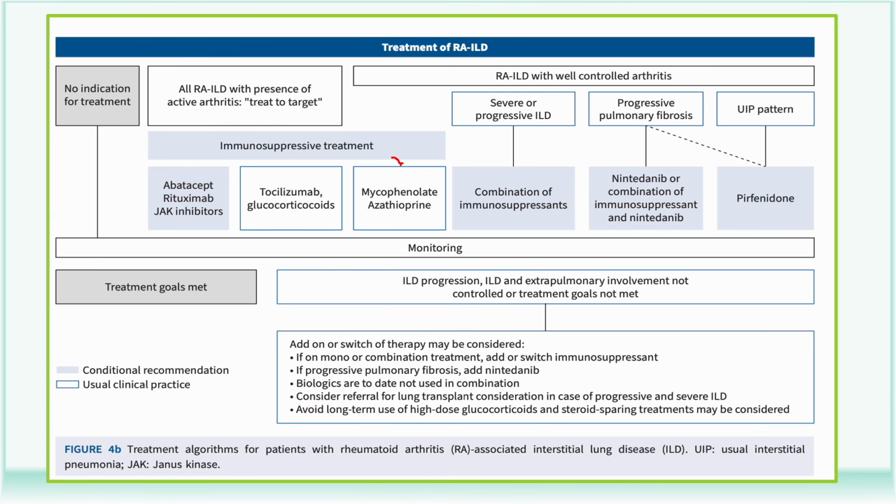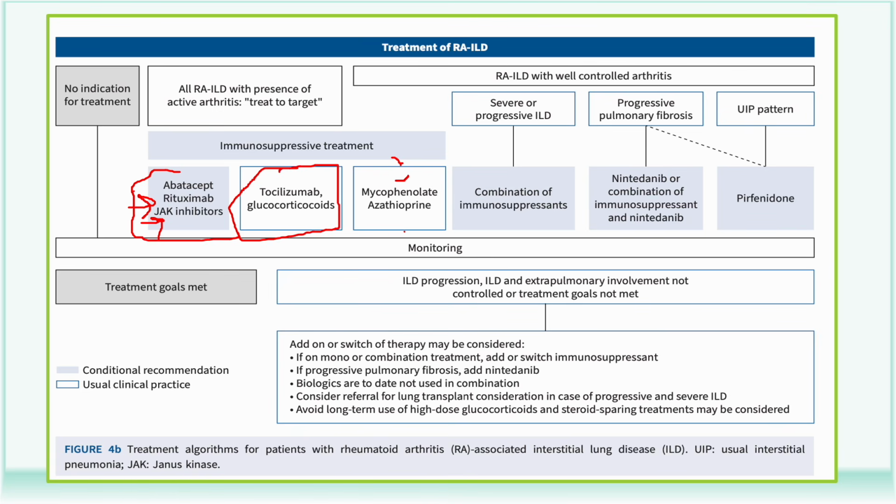For rheumatoid arthritis, the focus is on broad immunosuppressant management. And here again, although mycophenolate and azathioprine still exist, you'll see that the usual clinical practice of tocilizumab and glucocorticoids is also added, with a conditional recommendation giving a lot of emphasis on JAK inhibitors. So, rituximab, JAK inhibitors, and abatacept have been a good conditional recommendation. So, you have more choices, but you have a good recommendation.